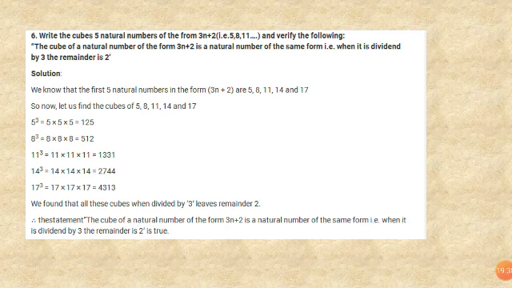Write the cubes of 5 natural numbers of the form 3n plus 2 and verify the following. The cube of a natural number of the form 3n plus 2 is a natural number of the same form. When it is divided by 3, the remainder is 2.